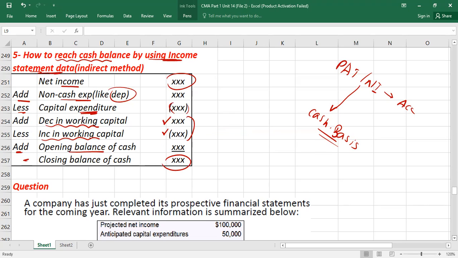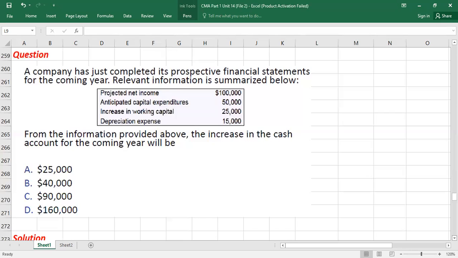How would the question be tested? So here we go. For example, a company has just completed its prospective financial statements for the coming year. Relevant information is summarized below. So we have your projected net income on accrual basis. We have anticipated capital expenditure, this value we will deduct. We'll take net income, which is $100,000. We will deduct here capital expenditure, which is also called capex, 50,000.